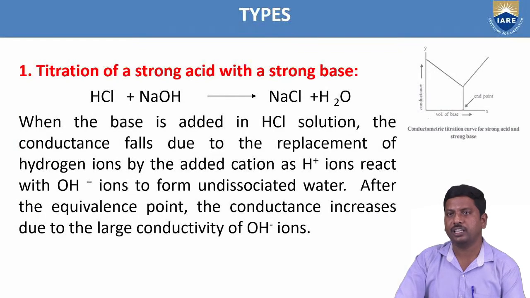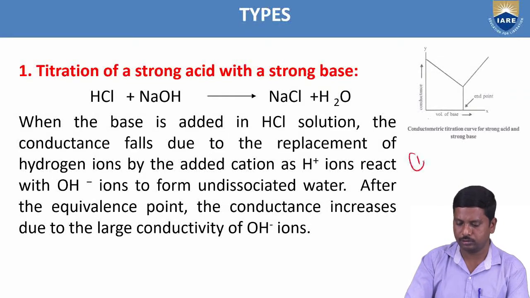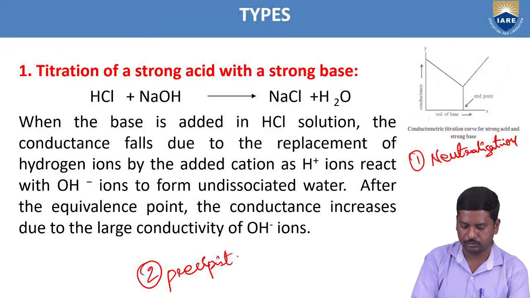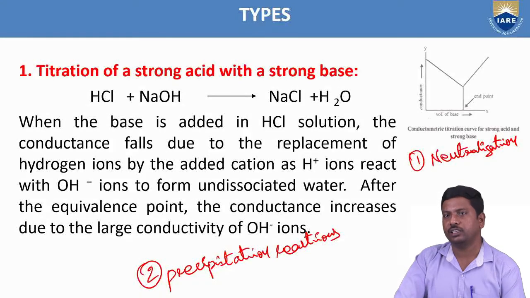What are the types of reactions involved in conductometry? Mainly two types of reactions are involved. The first is neutralization reactions, and the second is precipitation reactions. What are neutralization reactions? When an acid and a base react to give a neutral compound, that is a neutralization reaction.